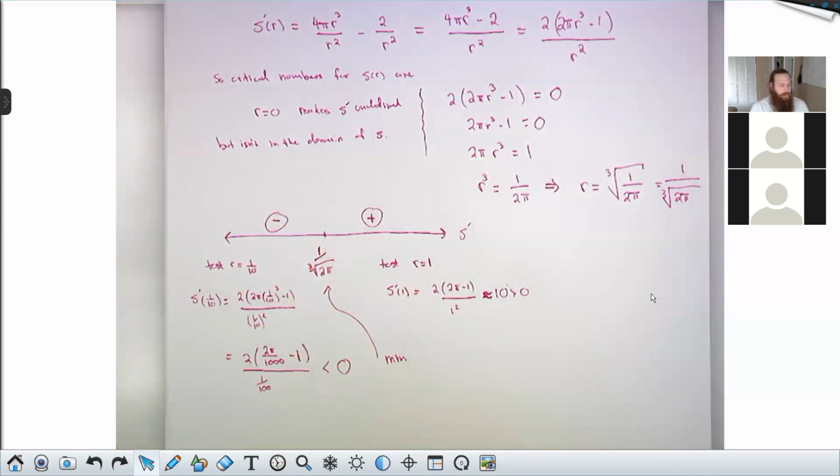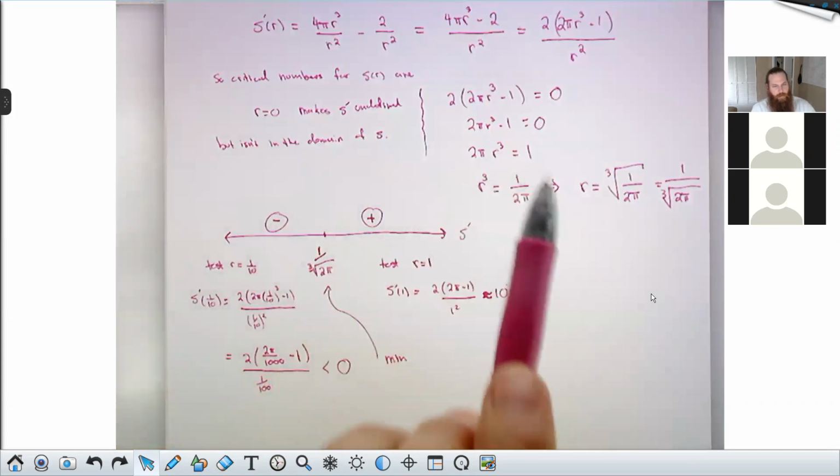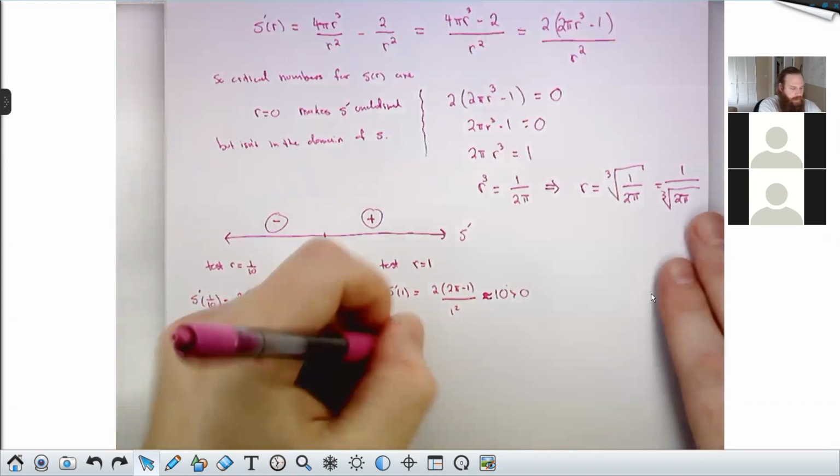And like the previous problem, since we're decreasing everywhere over here and increasing everywhere over here, even though this isn't a parabola, it's not at all quadratic, it only has the one critical number. You're decreasing everywhere to the left, increasing everywhere to the right. That means this has to not only be a min, but it's the local and absolute min.